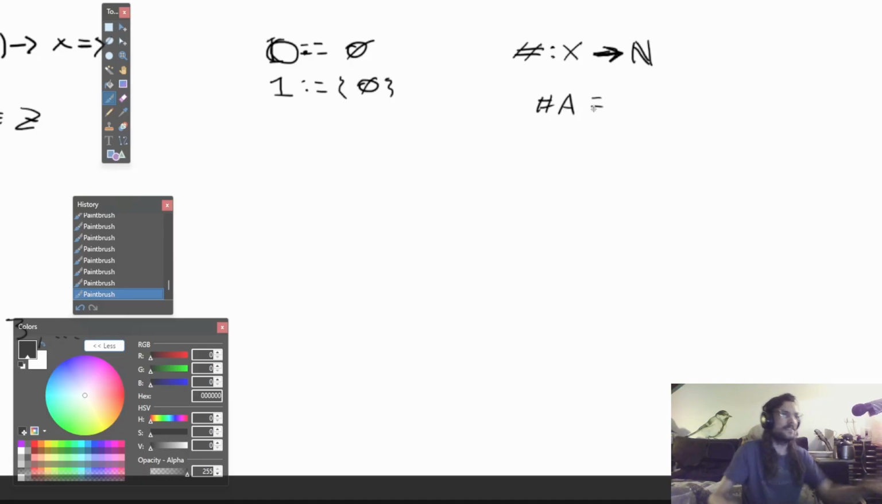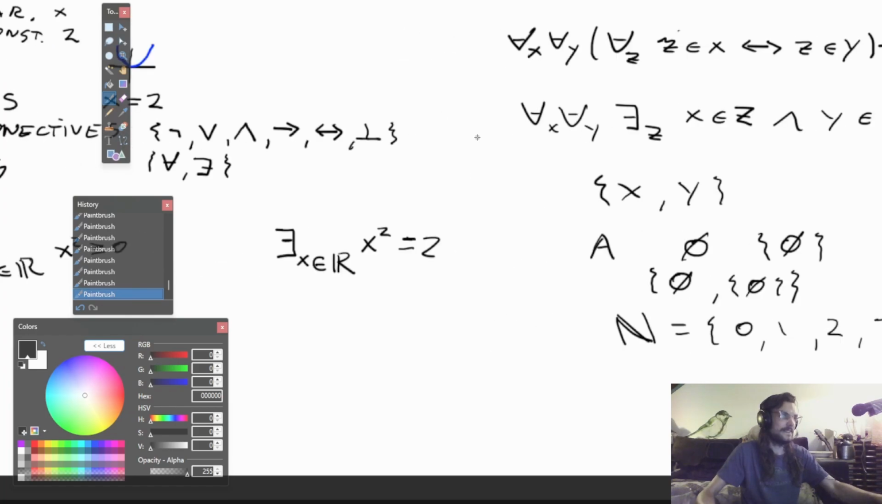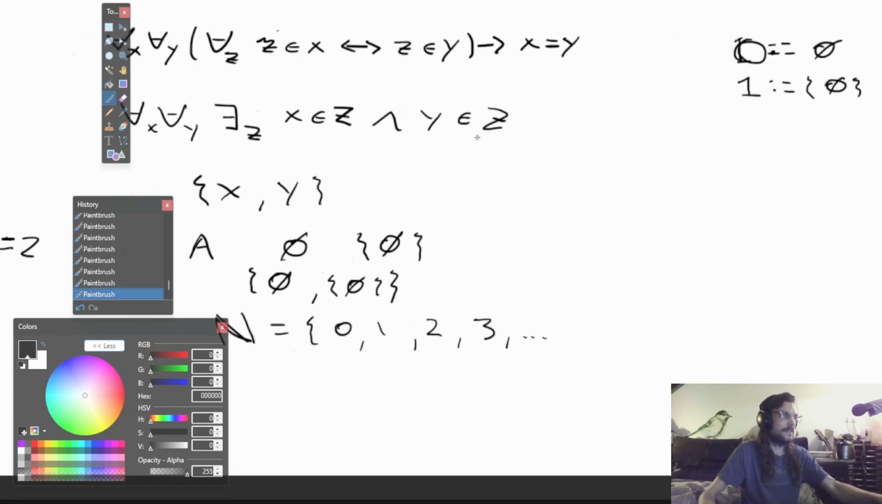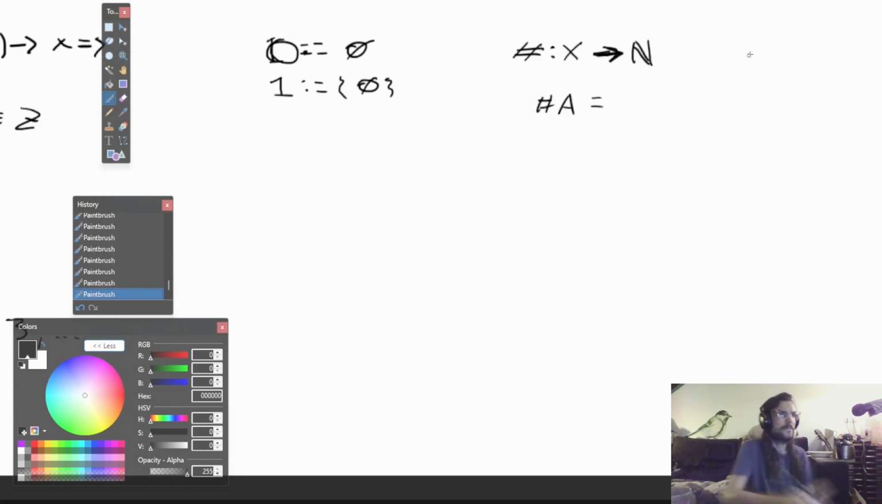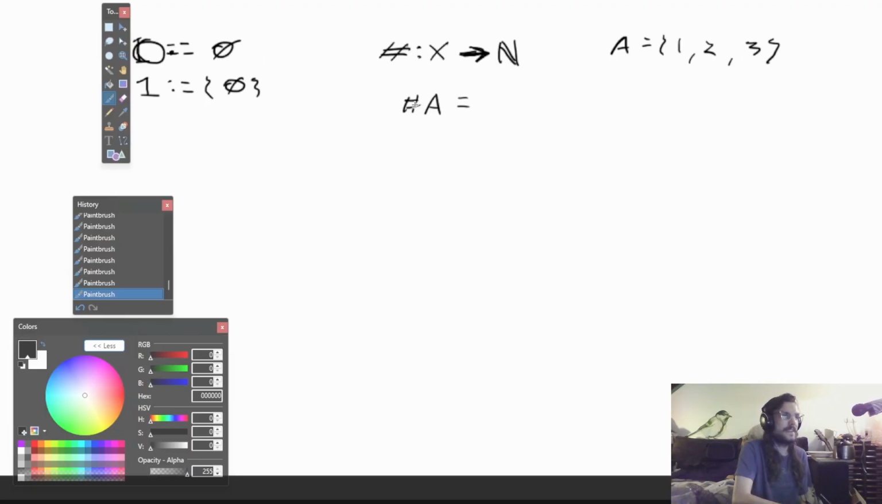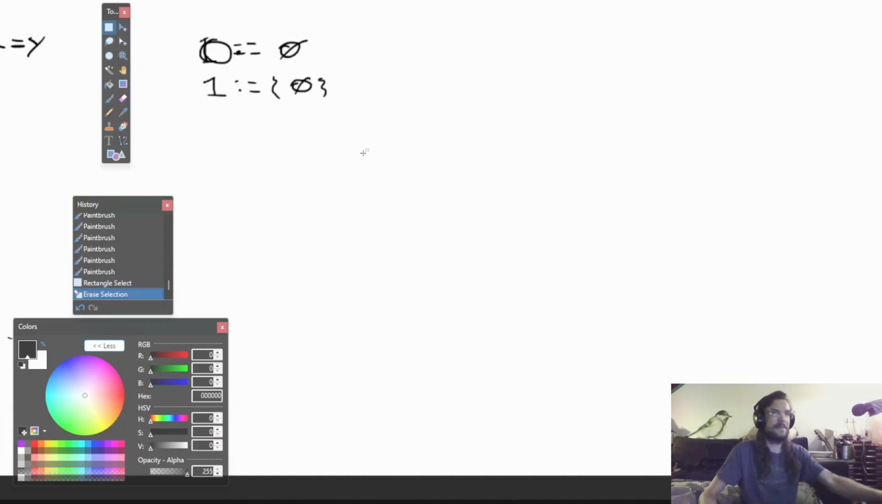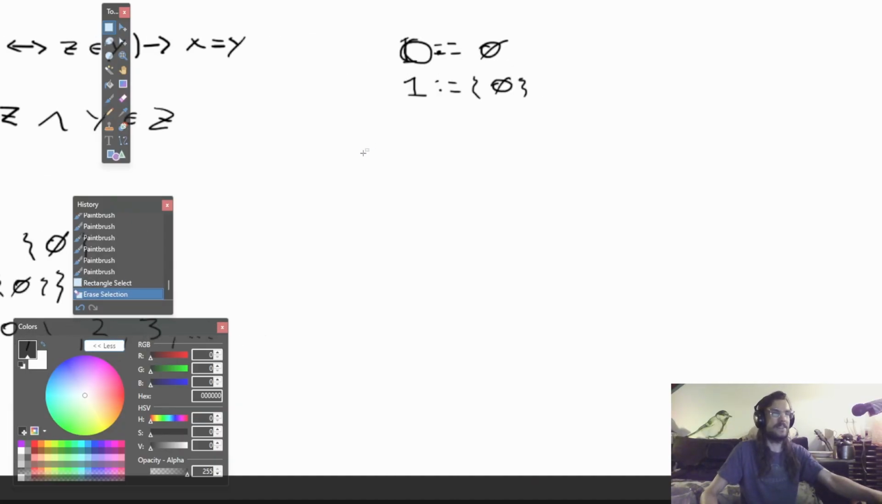So if we take our set A from earlier that contained, I don't have it anymore. We had a set A that we defined that contained the numbers 1, 2, and 3. The hashtag of A is 3. And this is how you can sort of define the numbers, but it's a circular definition, so some people don't like it, whereas this empty set definition is not necessarily circular.